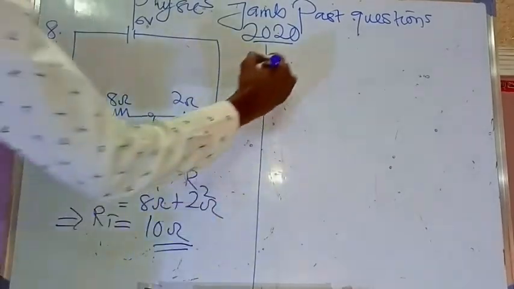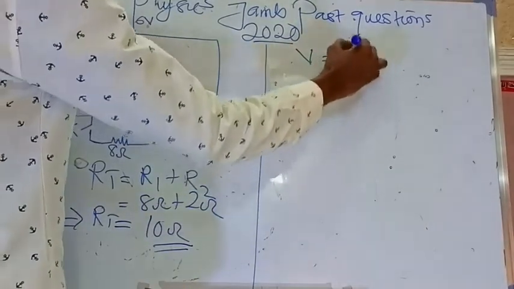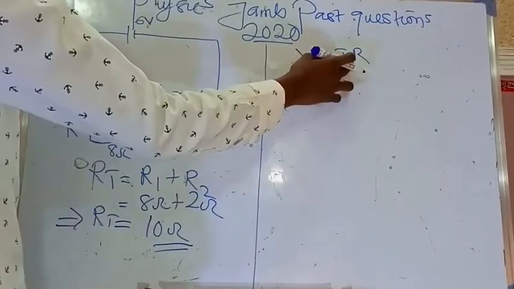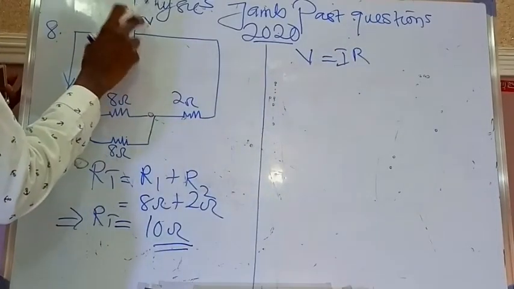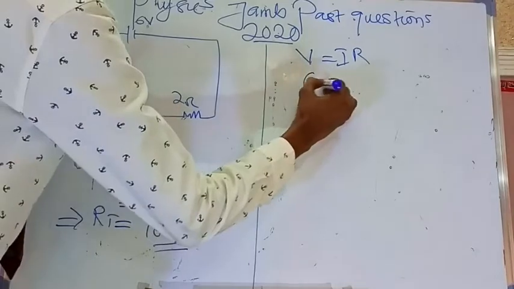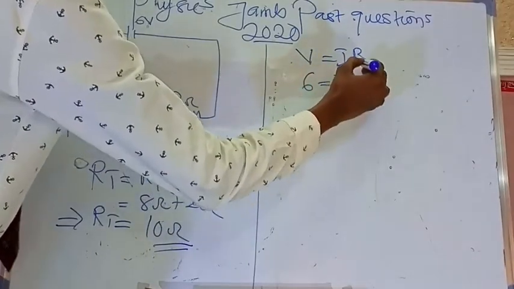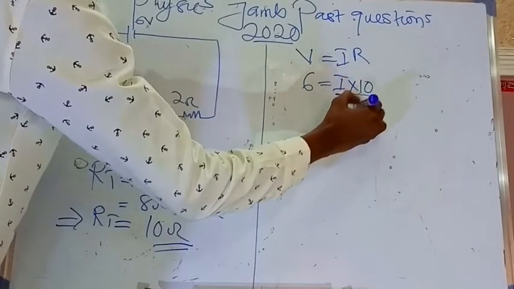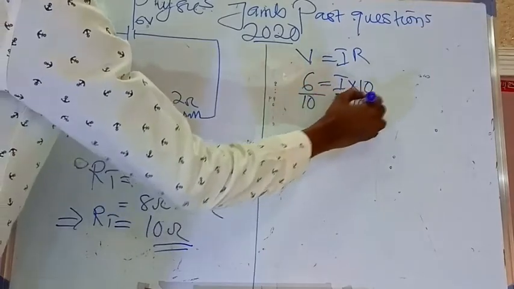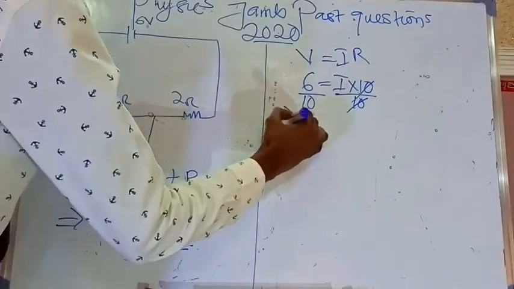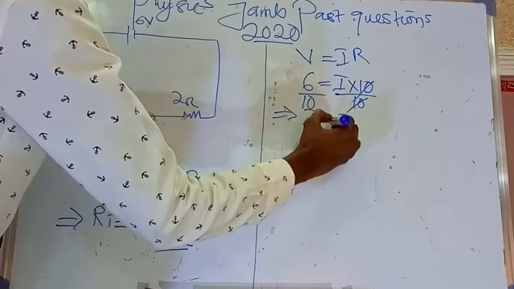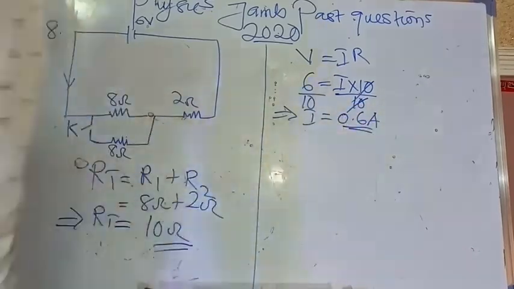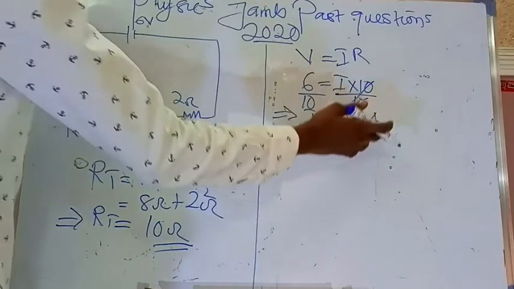We know from Ohm's law that V is equal to IR, meaning voltage is equal to current times resistance. We are looking for this current, and the voltage given in the circuit is 6. So we have 6 is equal to I times R, where R here is the R total, which is 10. We divide both sides by the coefficient of I, which is 10. This cancels, so I, the current flowing through the circuit when the key is open, is 0.6 ampere. So this is the circuit when the key is open.